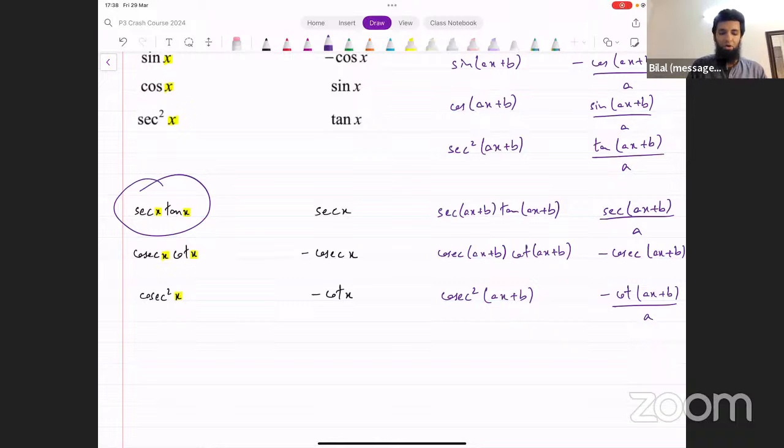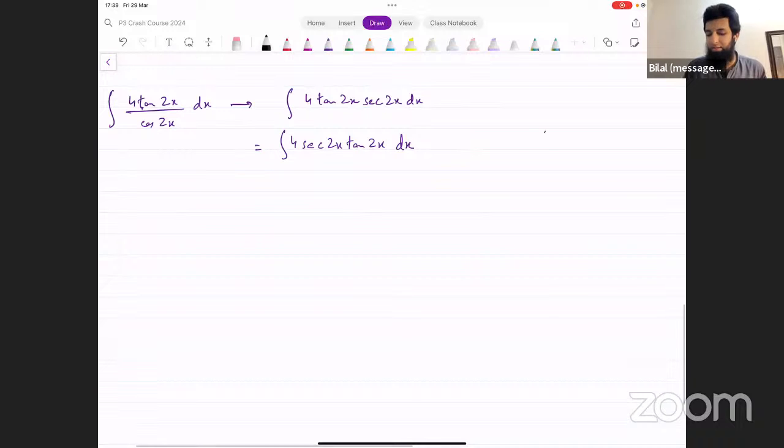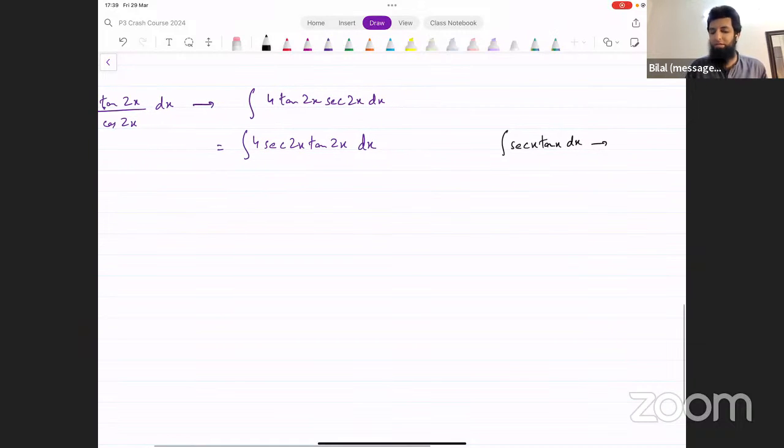Similarly, you also need to remember this. If you had this form, make sure that reminds you of this formula, look at the formula sheet and see that, okay, this could be used, right? So in this case, it becomes secant 2x into tan 2x. Now, what's the rule? The rule is integral of secant x into tan x with respect to x, which you can figure out from the differentiation worksheet, differentiation formula sheet. This is the rule that you can get for integration.